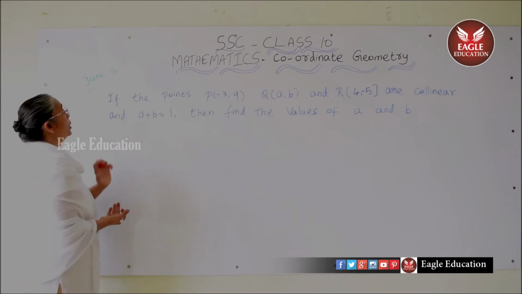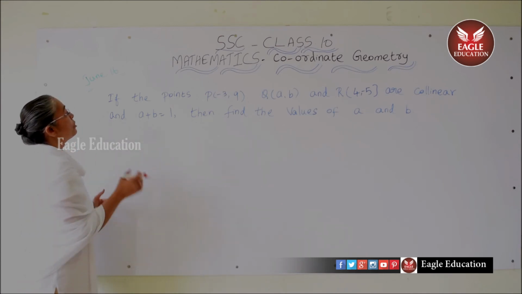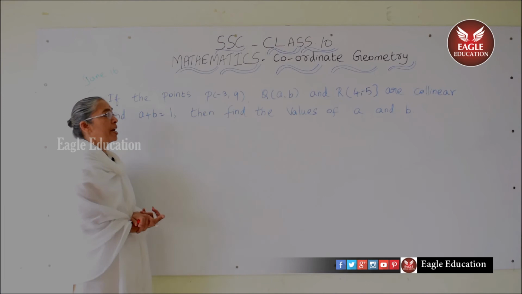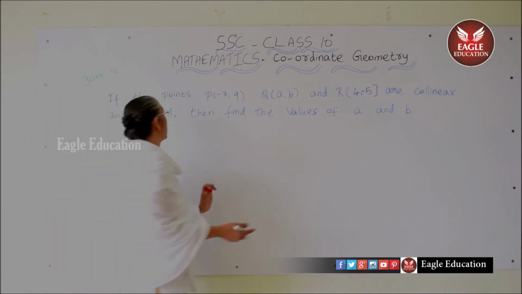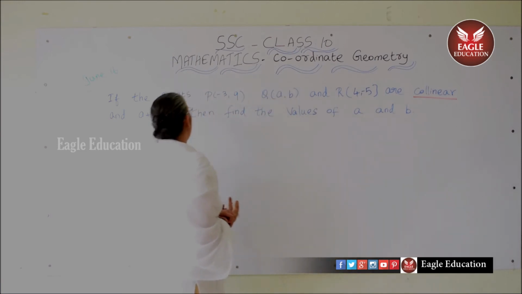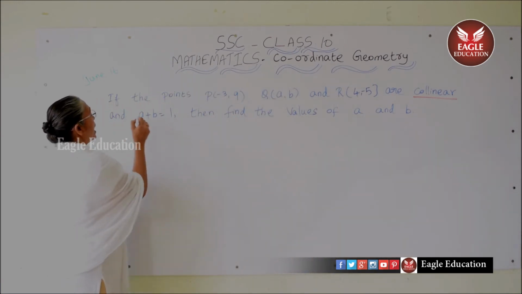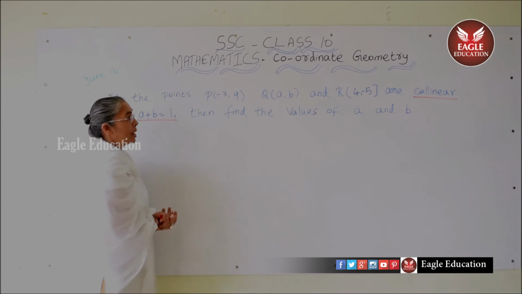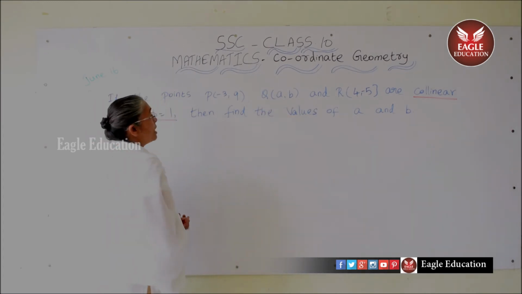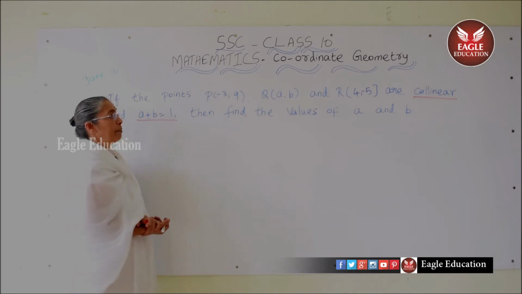Okay. Now next question: if the points P(-3, 9), Q(A, B) and R(4, -5) are collinear. So the first condition given is they are collinear, and the next condition is A plus B is equal to 1. So A and B are the coordinates here, (A, B). Then find the values of A and B.